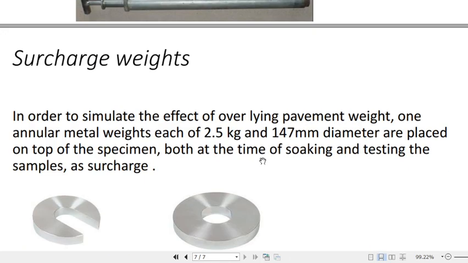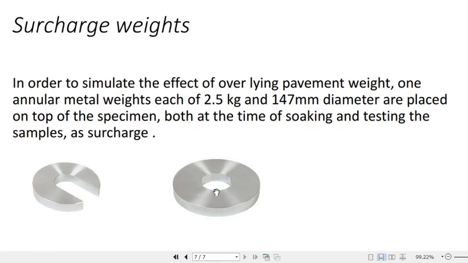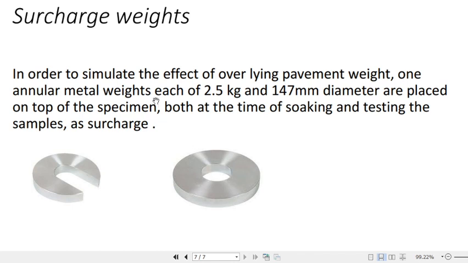Okay, then surcharge weight. These are the surcharge weights which are provided on the top of the specimen whenever it is put under the CBR testing apparatus. These weights are 2.5 kg and 147 mm diameter and are placed on top of the specimen. So this is all about the introductory part of the CBR test. In our next class we will be discussing the test procedure.